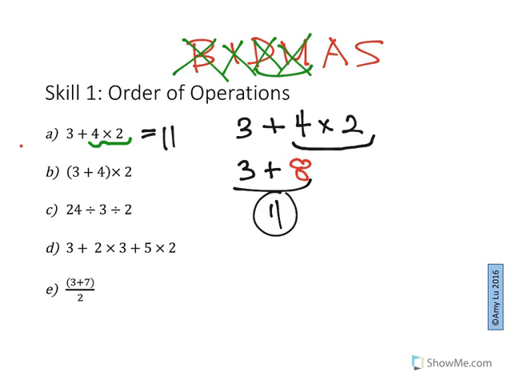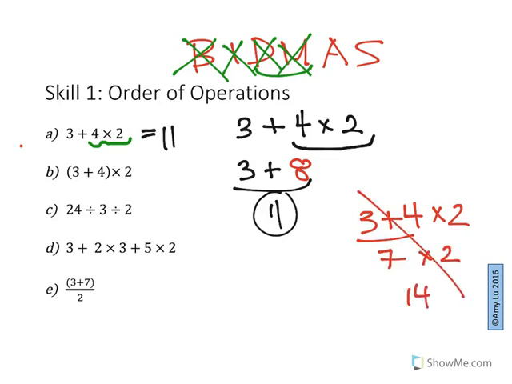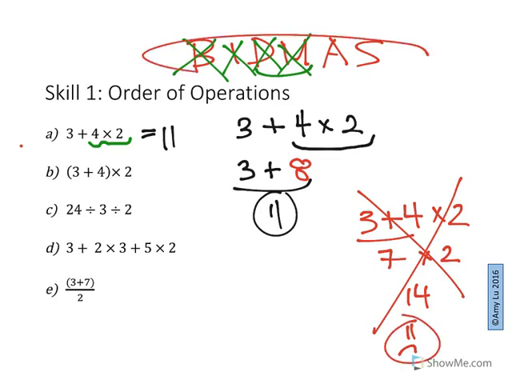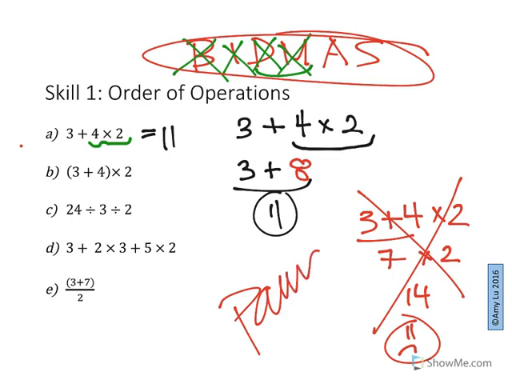This is what you do not do. This is what students tend to do. 3 plus 4 is 7 times 2, and they think it's 14. This is wrong. Remember, you have to follow the order of operations. So at this time, pause and try to complete the rest.